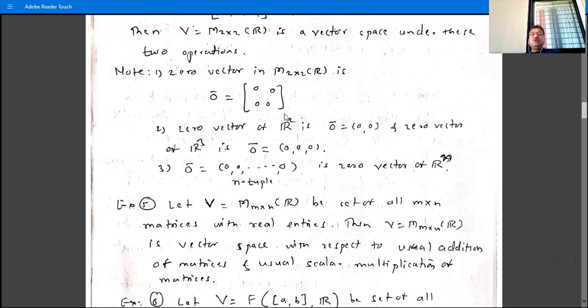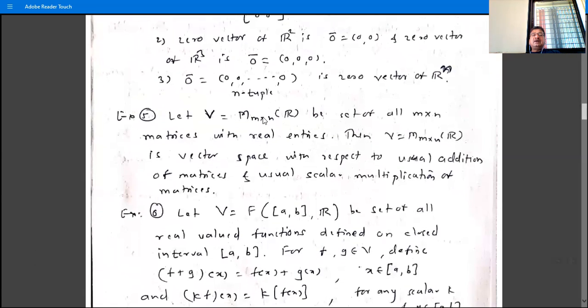And what is the zero of R2? 0 bar is the ordered pair 0, 0. What is the zero of R3? The 3-tuple 0, 0, 0. This is the 0 bar. In Rn, it is the n-tuple with all entries 0. So these are the zeros of the vector spaces Rn, R2, or M2 by 2 R.